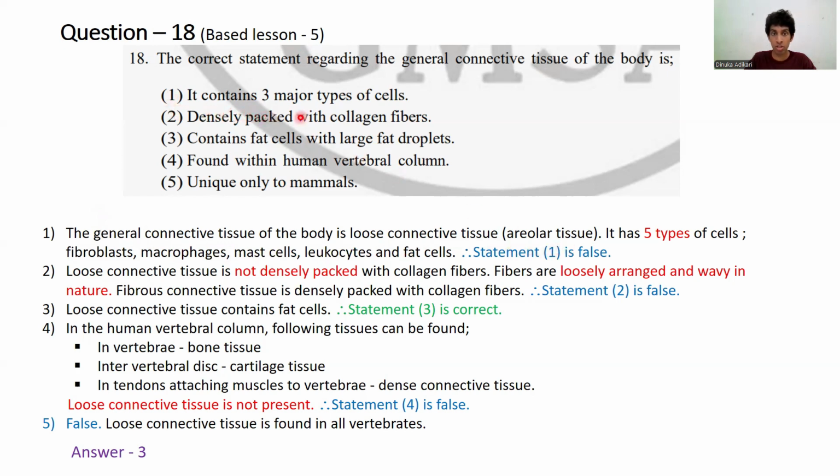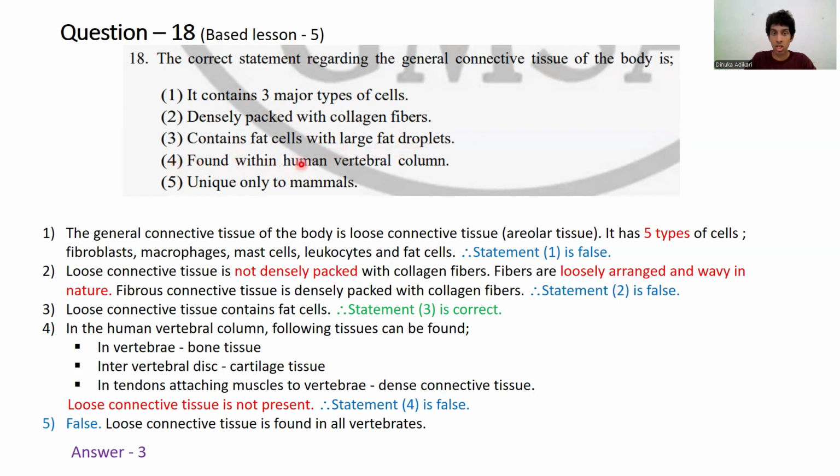2. Densely packed with collagen fibers. No, the loose connective tissue is not densely packed with collagen fibers. The fibers are loosely arranged and wavy in nature. The fibrous connective tissue, or the dense connective tissue, is densely packed with collagen fibers. Therefore, statement 2 is false. 3. Contains fat cells with large fat droplets. Yes, that's true. The loose connective tissue has fat cells, and the fat cells have large fat droplets. Therefore, statement 3 is correct.